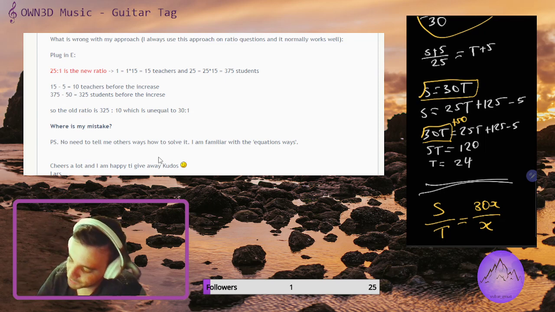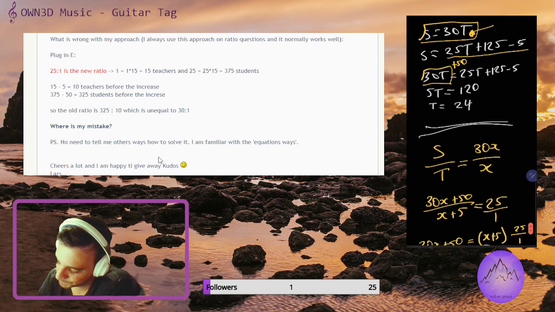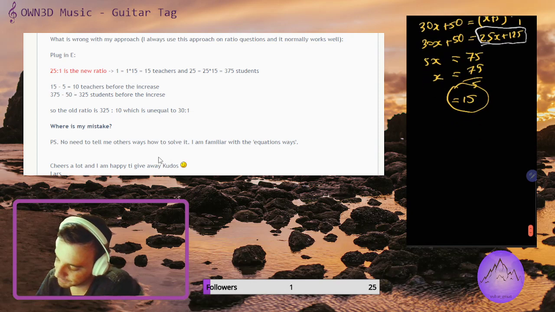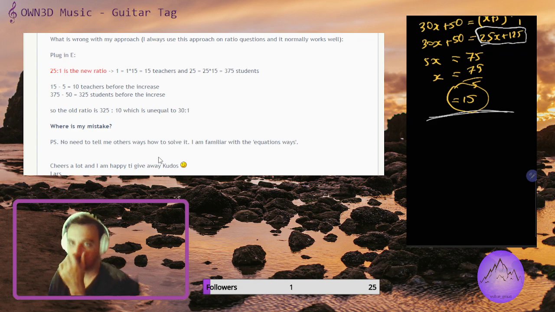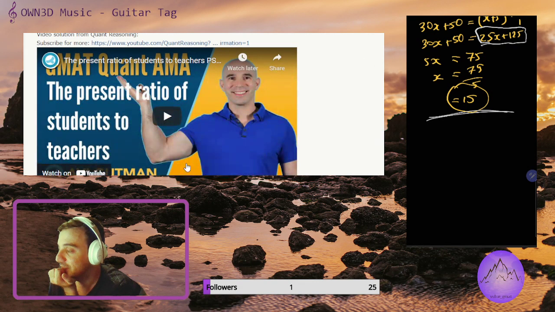Yeah, this was S at the start, but the number of students when I'm looking at it here is no longer 30t, it's now 30t plus 50. So I didn't add the 50 in, and that was what screwed me up. All right, that makes sense. I mean, good question. Should have been easier than I made it, and it shouldn't have taken me as long as it did.